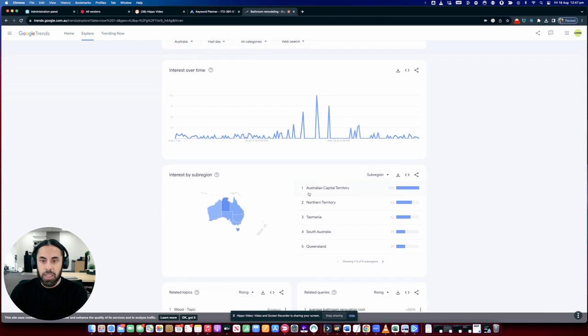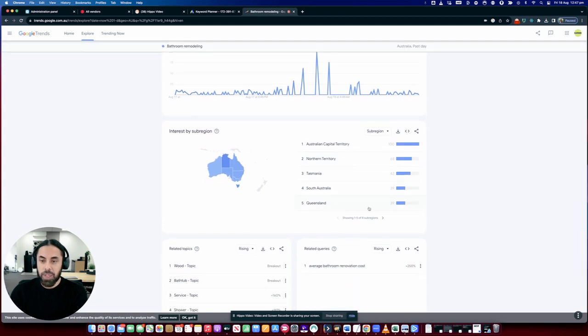I can see ACT seems to be getting the most amount of activity at the moment, 100%. So Google's indicating that this is a pretty hot market. Northern Territory at 68, Tasmania at 62, South Australia, and then Queensland 39. And we've got some other suggestions here: New South Wales 38, Victoria 34, Western Australia 27.